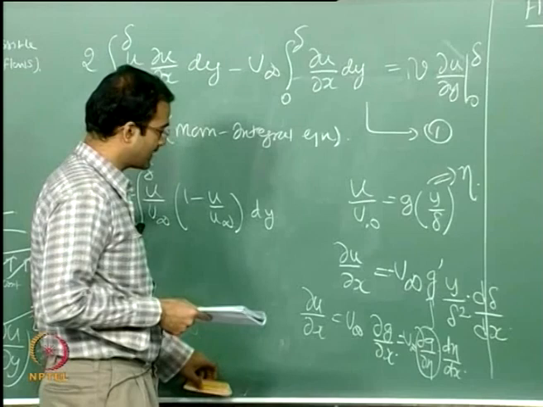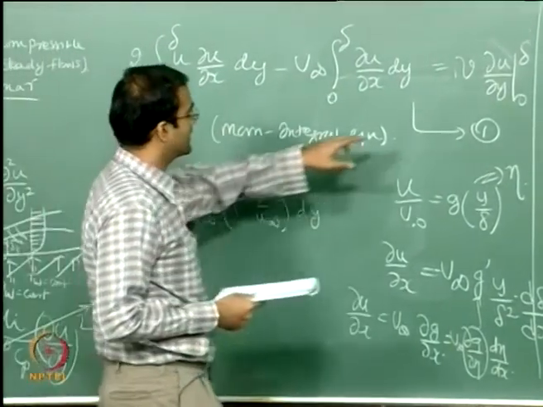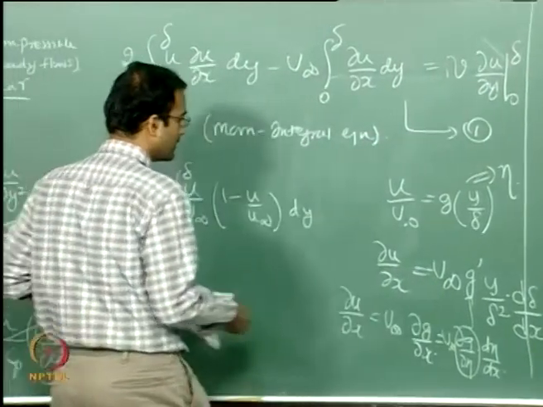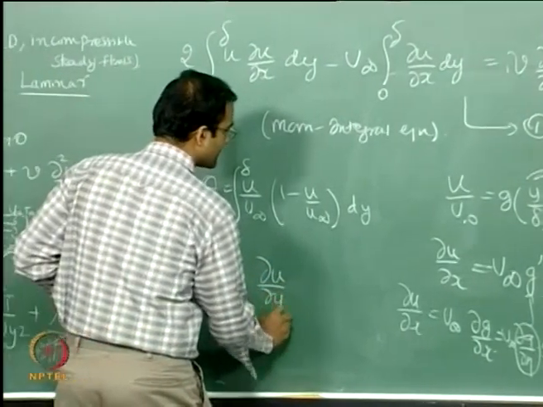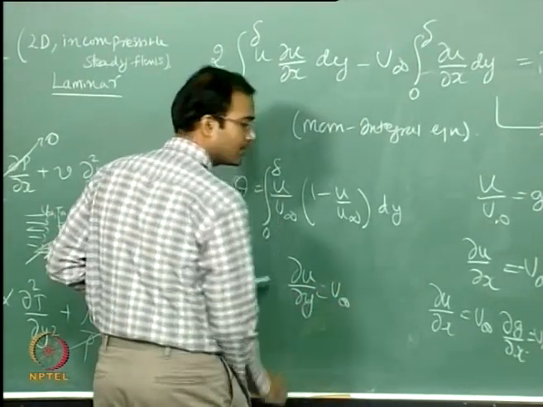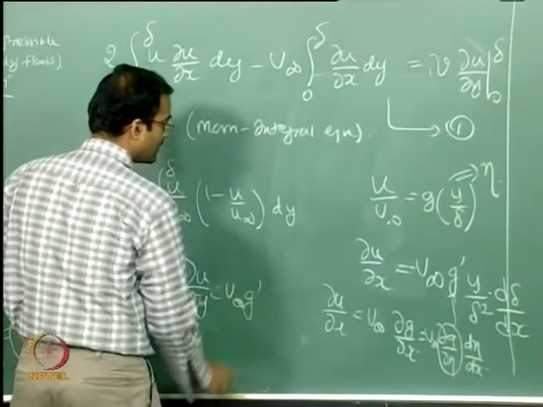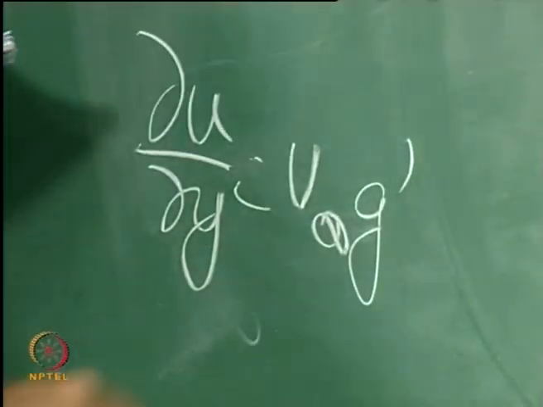Once you get this, the next term that we need here, what is the other term? du/dy. So what will be du/dy here? du/dy is much easier: u infinity into g prime by delta.